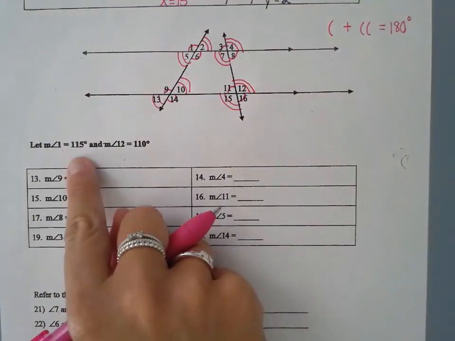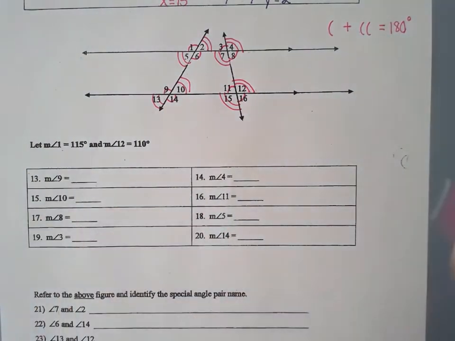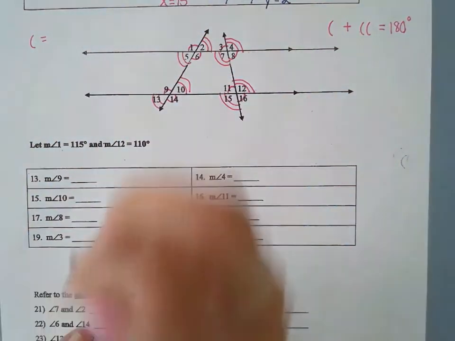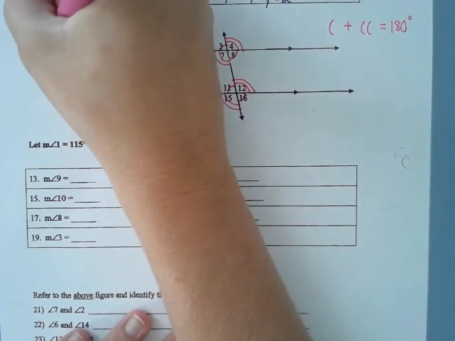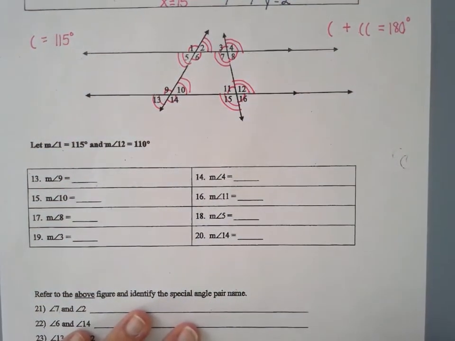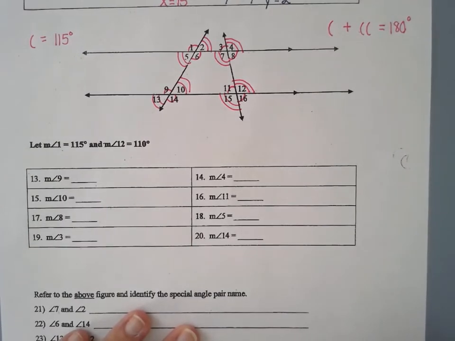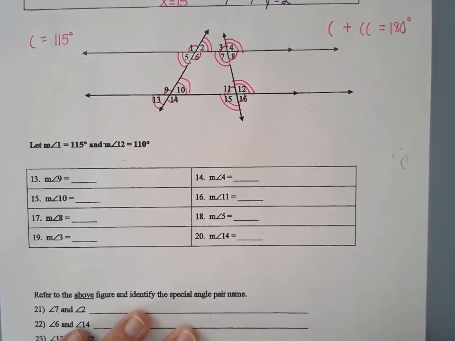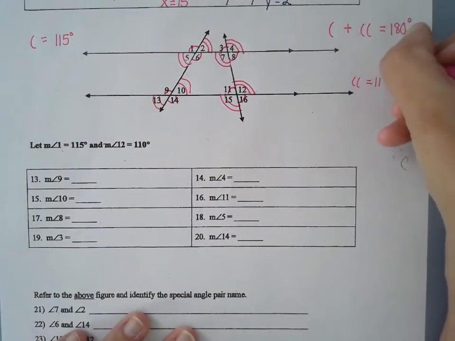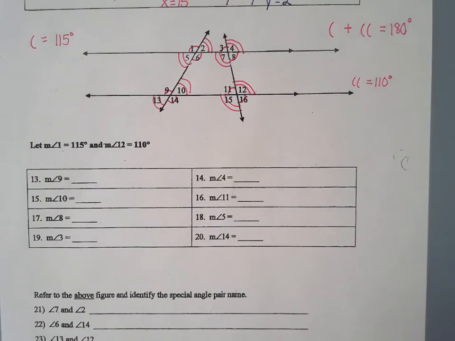We know that angle 1 is 115 degrees. So if it has one congruence mark, that means that it is 115 degrees. We also know that angle 12 right here is 110 degrees. So we're going to use that information to help us.